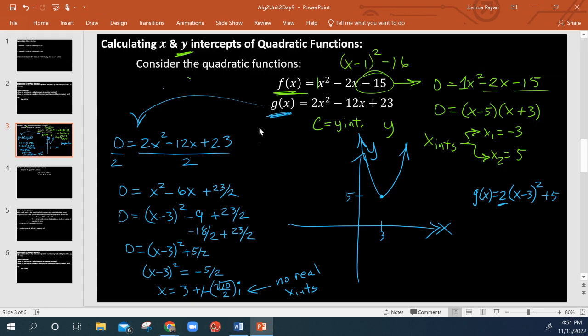And to find the y-intercept, well, again, it's just as easy as looking at c. So our y-intercept happens way up here at y equals 23. Okay, so that's all I have for this video as far as quadratic x and y intercepts.